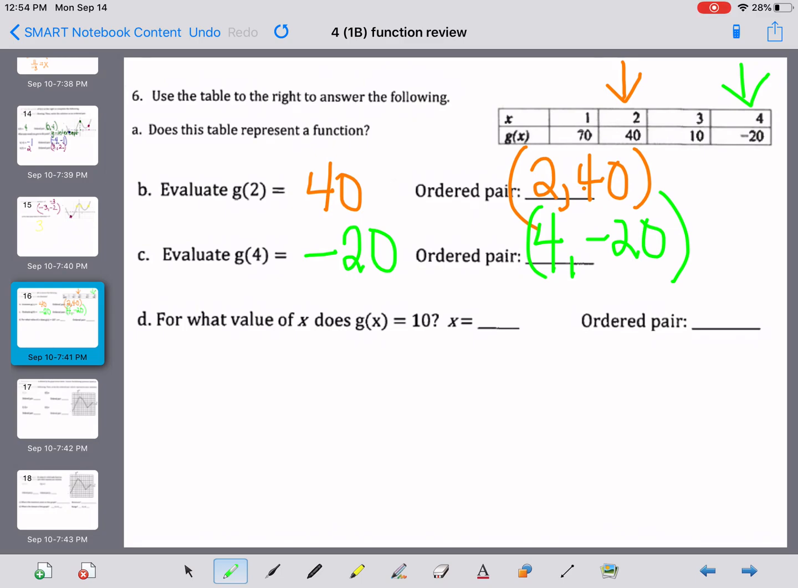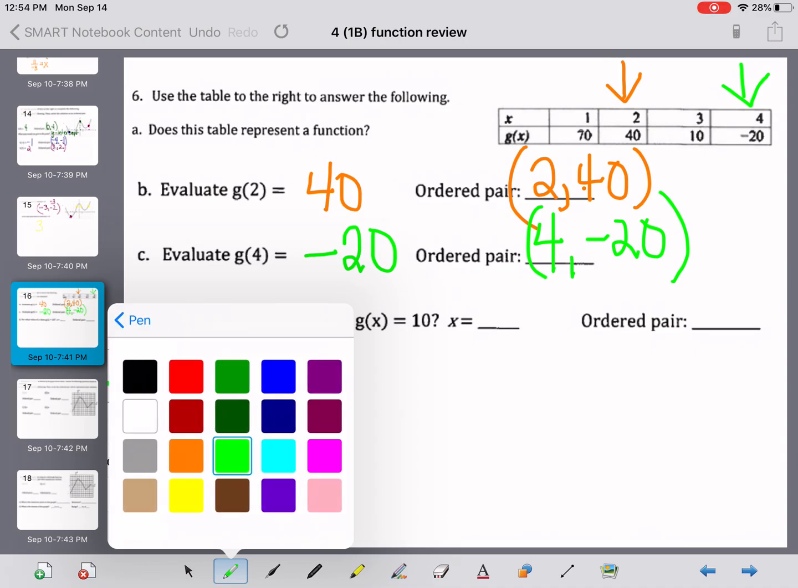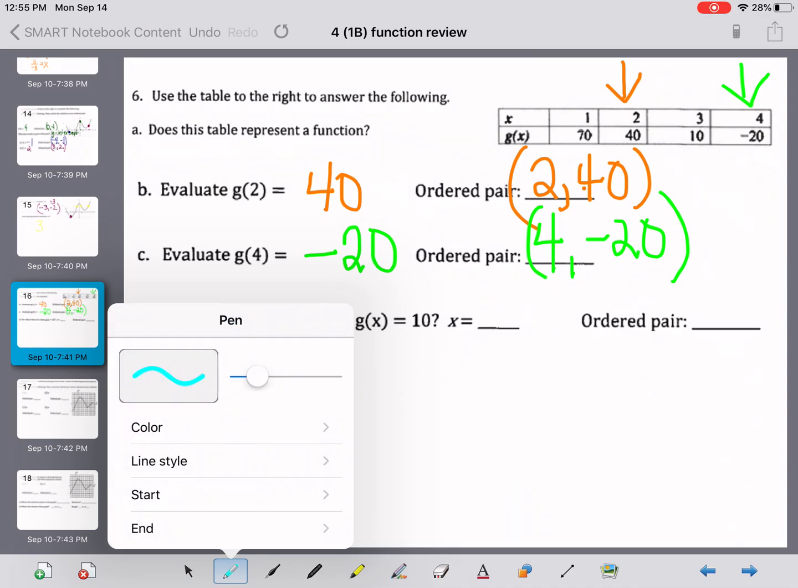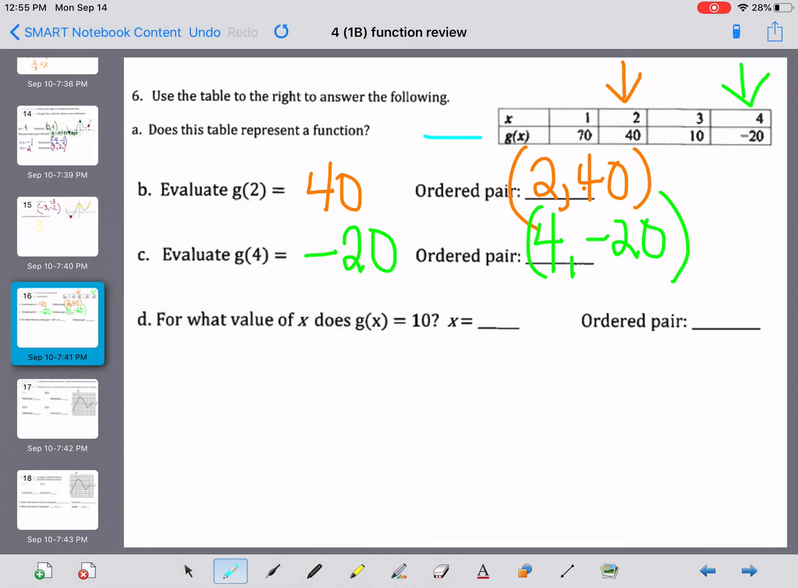For what value of x does g of x equal 10? So this time, when we're looking at this table, we need to look at this column here, and where g of x equals 10, we're here. So for what value of x does g of x equal 10? We're looking above the 10 to see the 3. But remember, when we write this as an ordered pair, it's 3, 10. The x goes first in the ordered pairs.